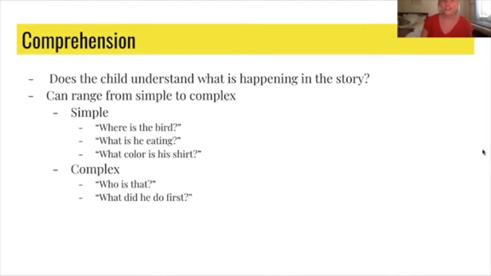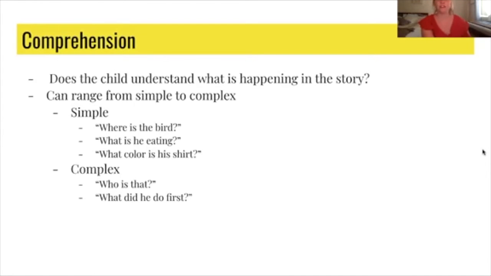Complex comprehension questions are like, who is that? Or what did he do first? The reason these are more complex is because you have to draw an inference, and inferencing is pretty hard, especially at this age. So for example, you're reading a story about a kid who is afraid of the dark and can't fall asleep, and then a woman comes in and tucks him in and leaves the room, but it never says who it is. You could ask, who is that?